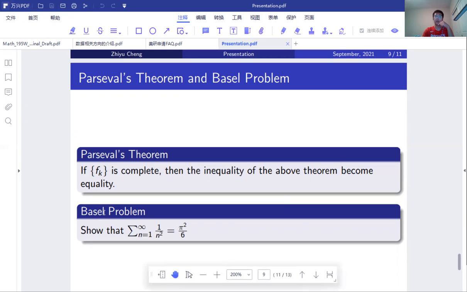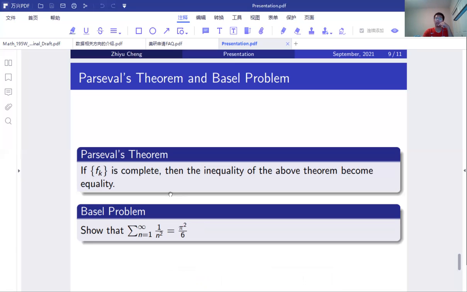Next, for the Bessel problem, we want to show that the series of all inverses of the perfect squares converges to pi squared over 6. We can use Parseval's theorem to prove this, but we will not go through it because of the time limitation. So now we have Bessel's inequality and Parseval's theorem. We also have the definition of Hilbert space, L2 space, and Fourier series.